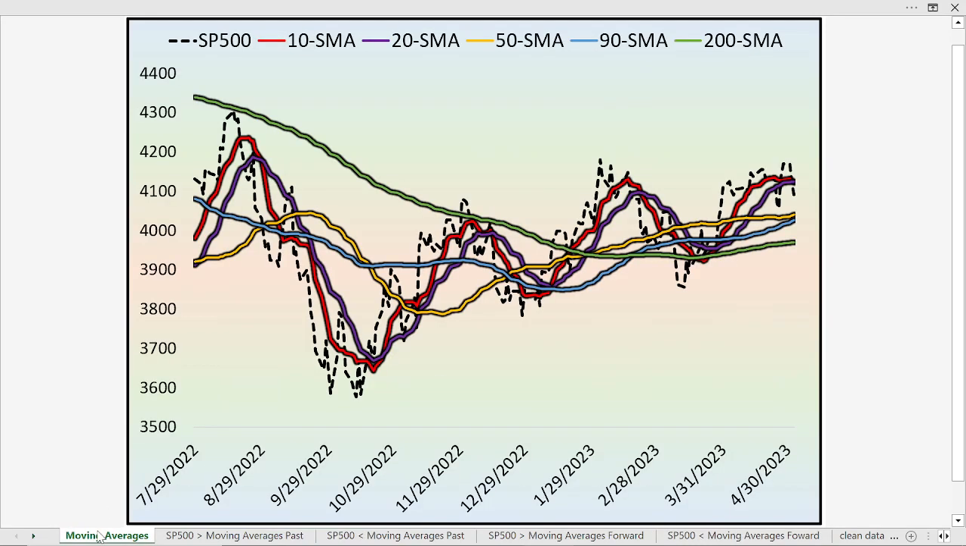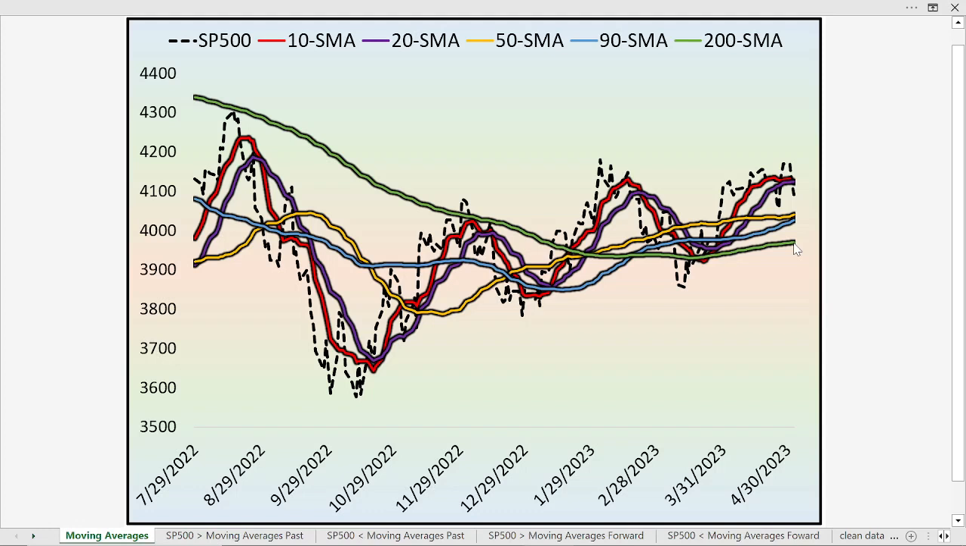Well, where are we now? The black line is the S&P 500. Again, the red line is a 10 simple moving average. The purple line is a 20. The 50 is yellow. The 90 is blue, and the 200 is green. Well, right now the S&P closed around 4091. The blue line, which is a 90, is 4027. And the green line, the 200, is at 3969.